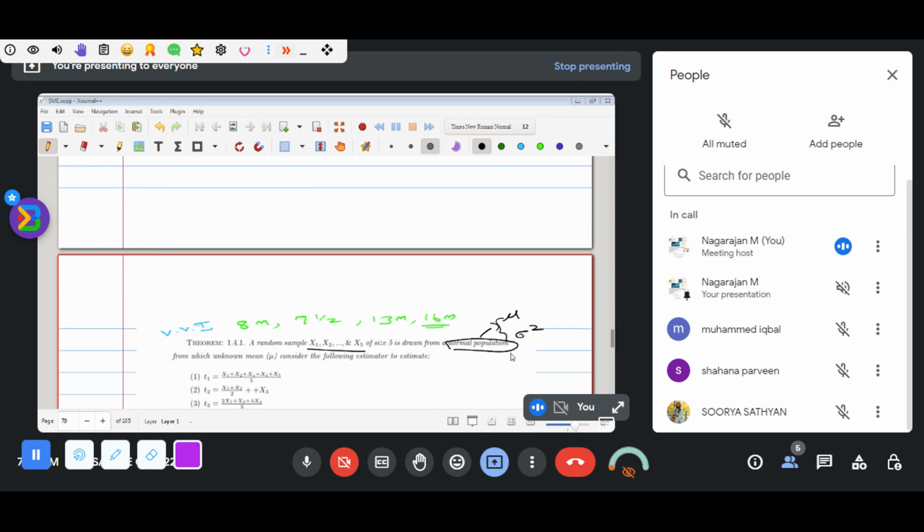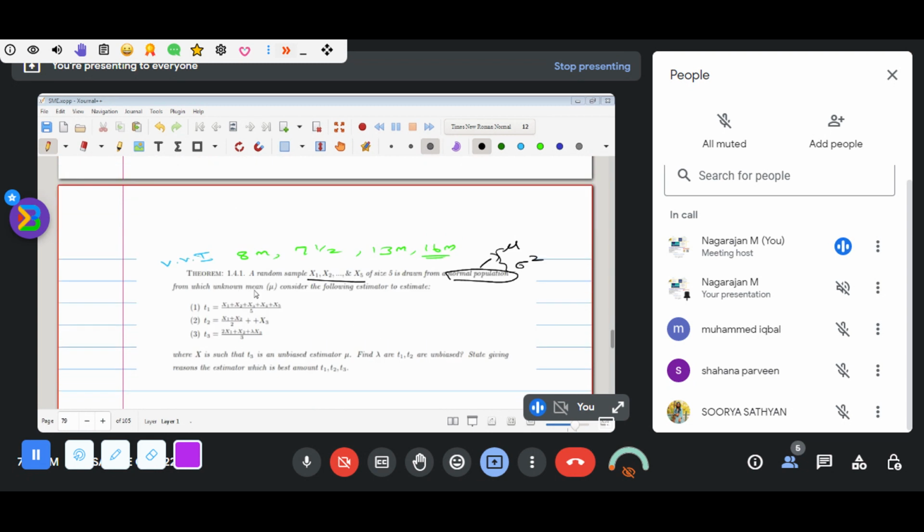Then what is the next part? The unknown mean is mu. Consider the following estimators. Three estimators, T1, T2 and T3, are given. Then what is the first one? It is given that T3 is an unbiased estimator for mu.